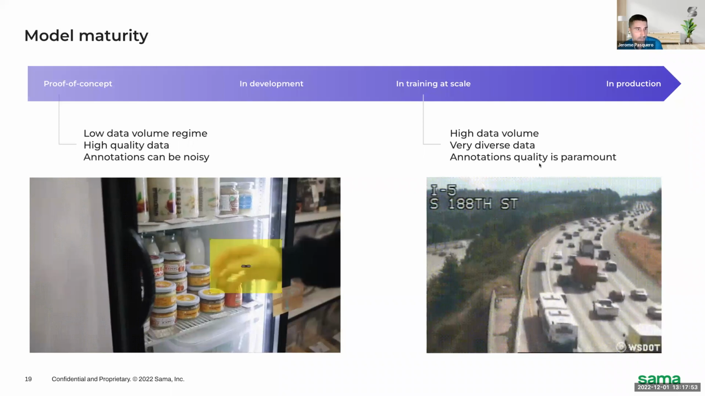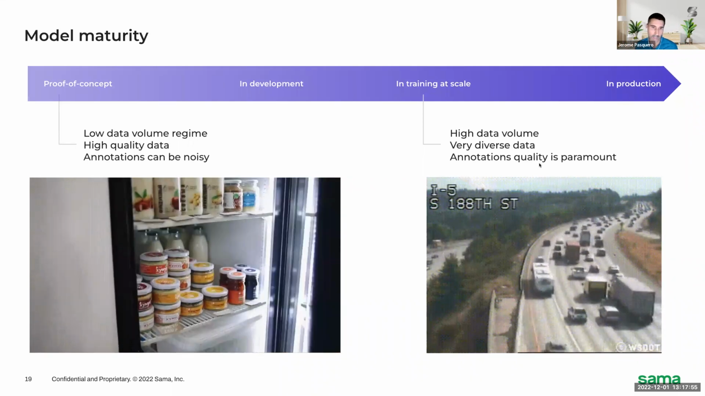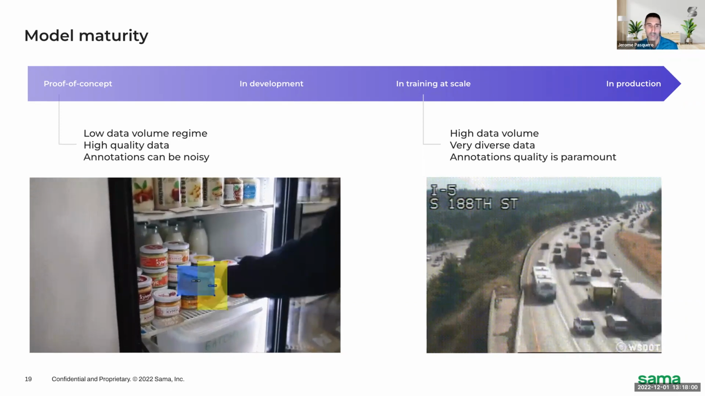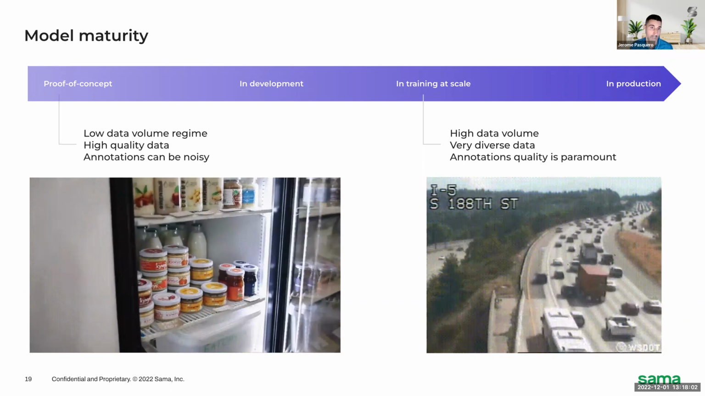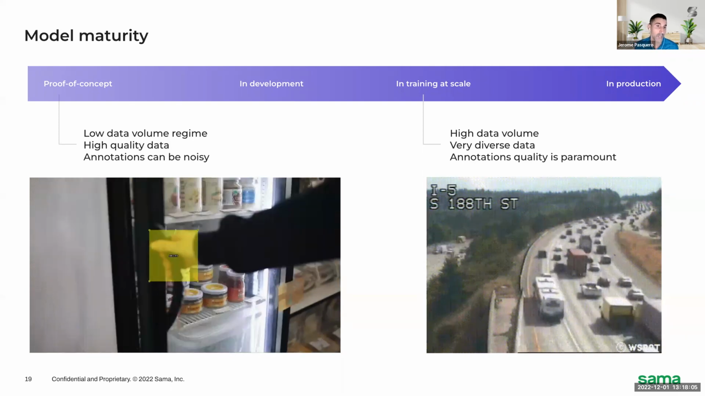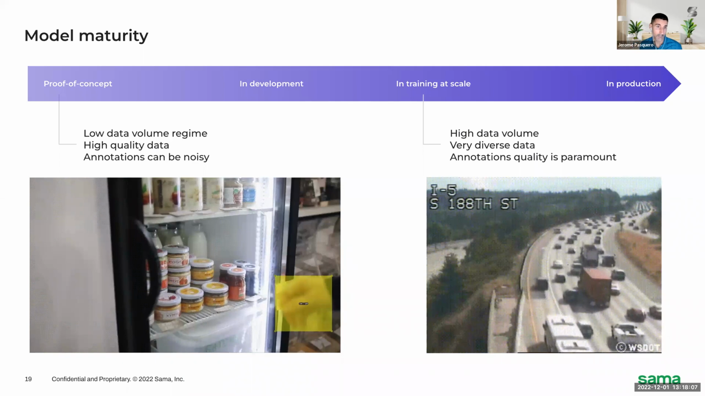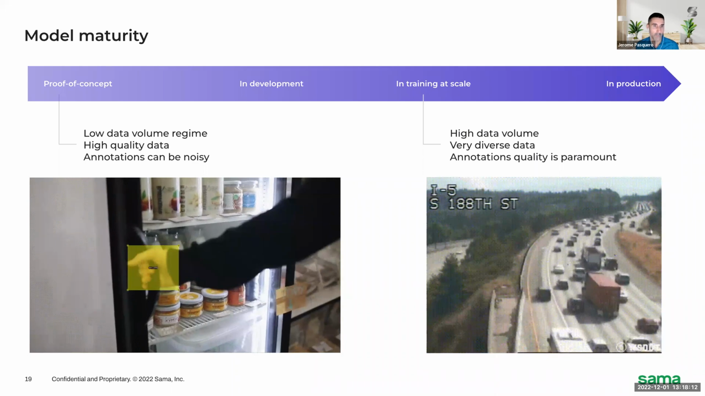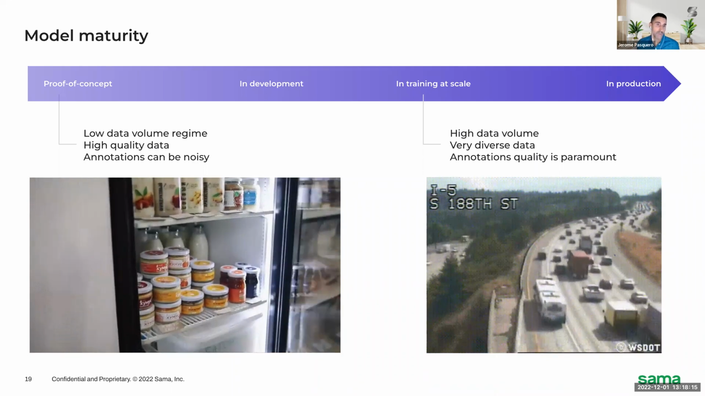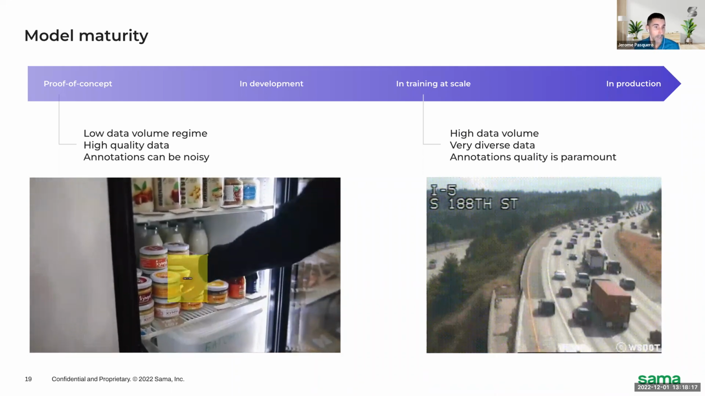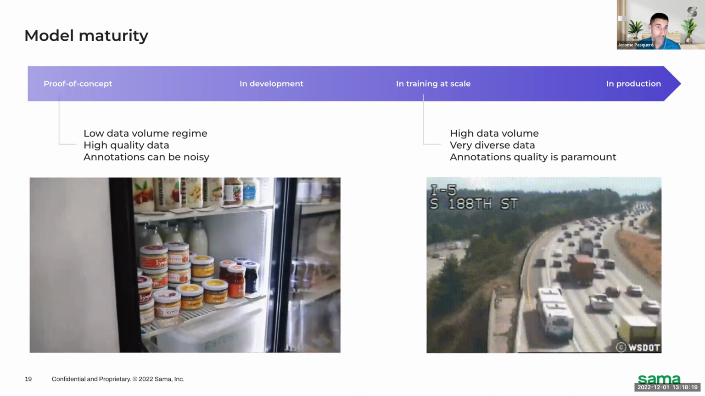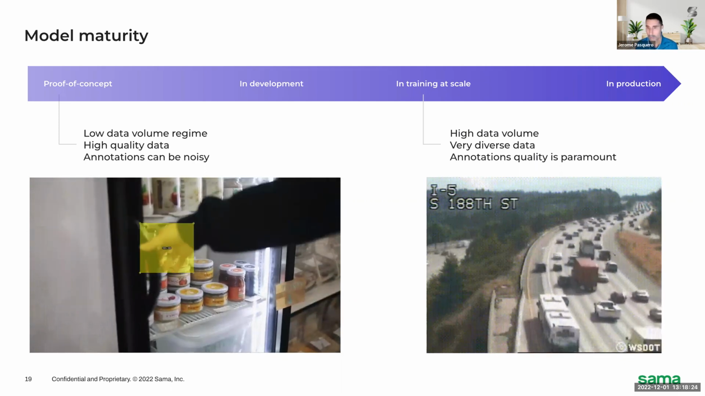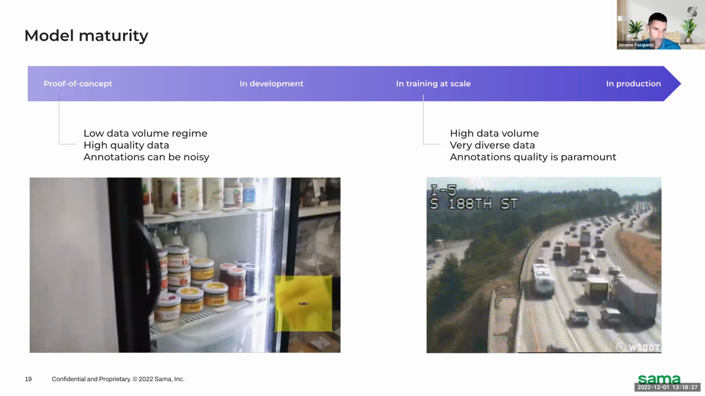Your model maturity and where you are in your AI journey is also important. So on the left side over here, we have what would be considered maybe a proof of concept. In this case, you're operating at a very low data volume. You're looking for high quality in your data because it's just a POC. It's probably a very narrow case, and the annotations can be noisy. And by the way, having annotations that are noisy and high quality data are not mutually exclusive things, as long as the noise is pretty well distributed in your data set.